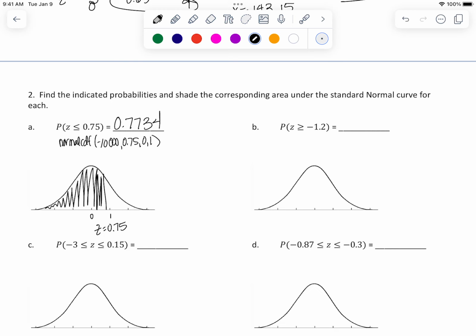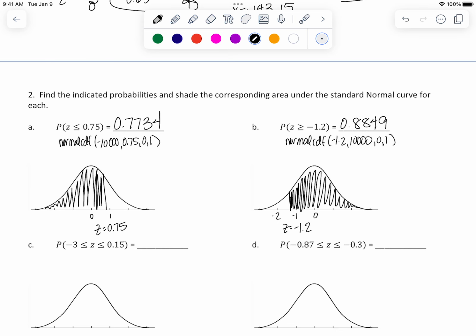For B, we have z is greater than or equal to negative 1.2. So here's 0, negative 1, negative 2. So negative 1.2 is here. And we want greater than or equal to, so we're shading to the right. This one will be normal CDF. Negative 1.2, 10,000, 0, 1. And for this one, we get 0.8849.